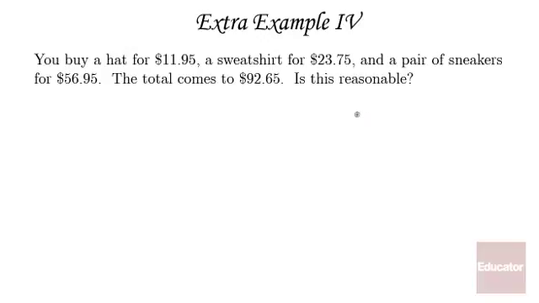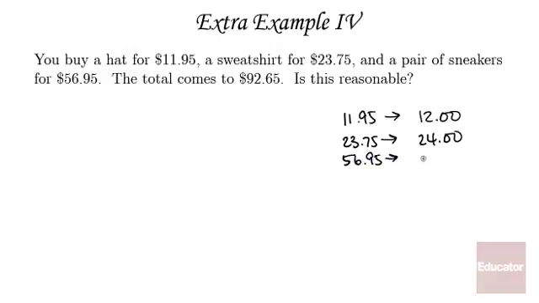So $11.95 for the hat could estimate to about $12. $23.75 could estimate to about $24. And the sneakers for $56.95 could estimate to about $57. Now let's add this up and check. I have 11, 12, 13, and that's going to be 7, 8, 9. $93. Yes, that's very close to $92.65. So the total of $92.65 sounds reasonable.